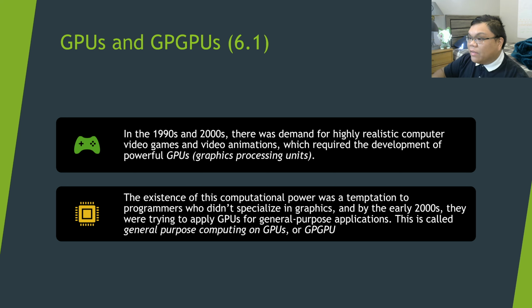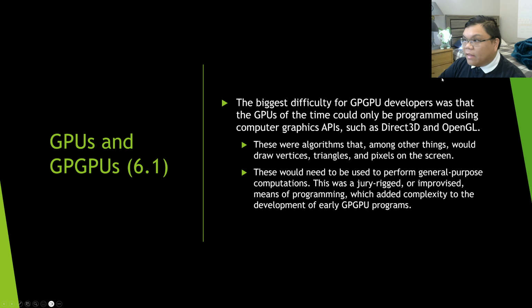This is called general purpose computing on a GPU, called GPGPU. The biggest difficulty for any sort of GPU development is, at the time, all you had were graphics APIs. You couldn't do anything that's general purpose.